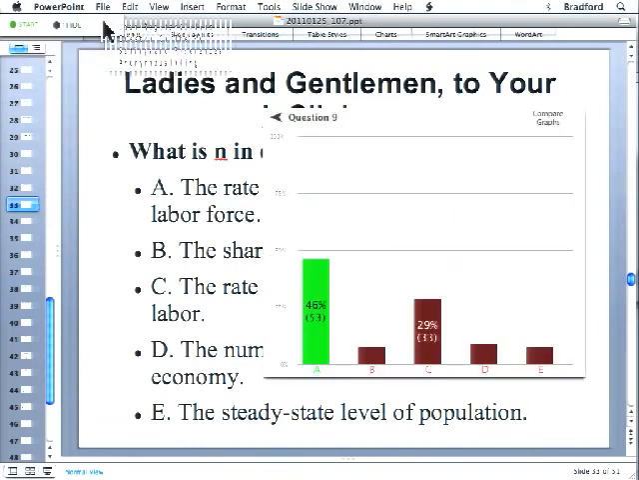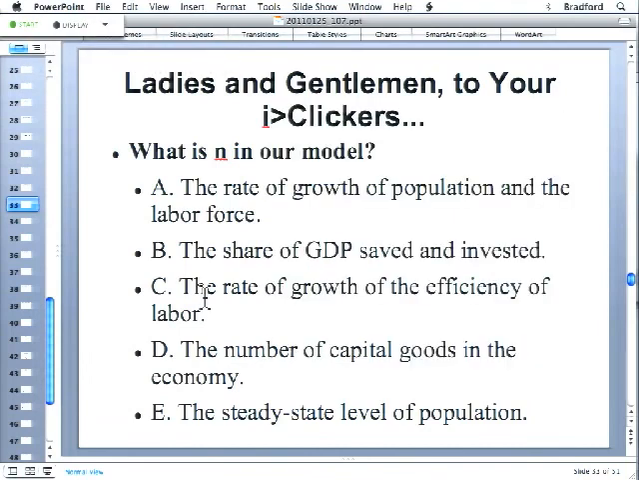The steady state level of population, that's in one of Thomas Robert Malthus's models of stagnation and despair. We aren't going to be doing that, at least not right now. Right now, n in our model is the rate of growth of the population and the labor force. And the important thing to carry away from reading the textbook is that in balanced growth, the rate of growth y of the economy, of real GDP, is going to be equal to the rate of population growth n plus the rate of growth g of the efficiency of labor.